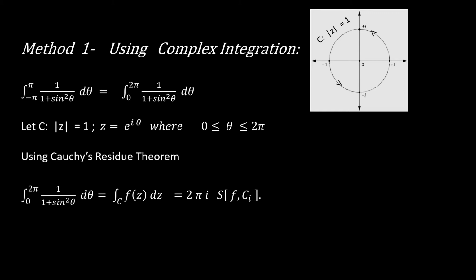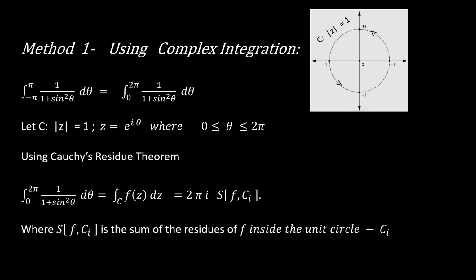The C is the unit circle, integral of f of z dz, but f of z is my function which is converted into z. That integral function 1 by 1 plus sine squared theta d theta must be written in terms of z now. And you can say that this is 2 pi i times the sum of residues, using Cauchy's residue theorem, where the sum of residues is of the function inside this particular unit circle C, mod z equal to 1.